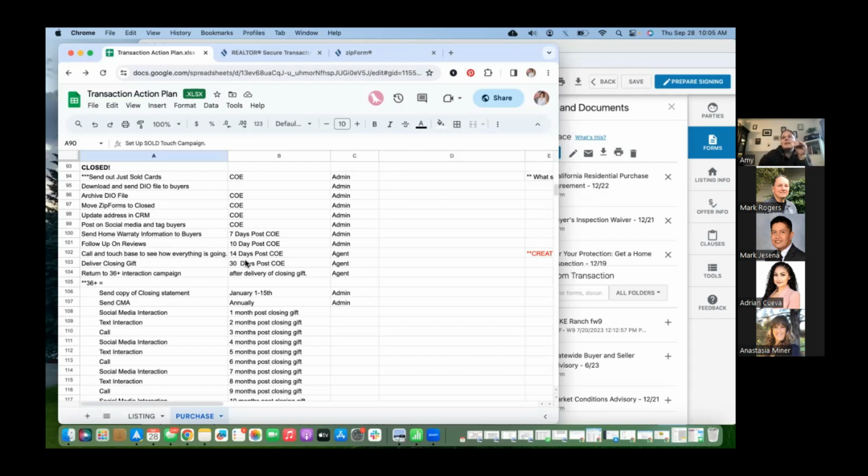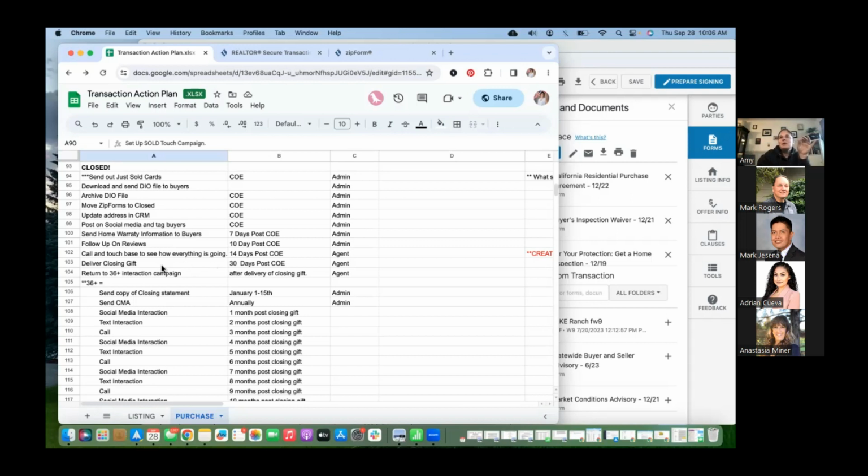14 days post-close of escrow, right? I don't want to forget about my buyers. I don't want to orphan buyers. So 14 days, 2 weeks after close of escrow, I'm just going to call, touch base, see how everything's going, right? How is it going? Are you getting moved in? Love to swing by. I know moving can be a little hectic. Are you getting everything done, right? Just touch base with them.